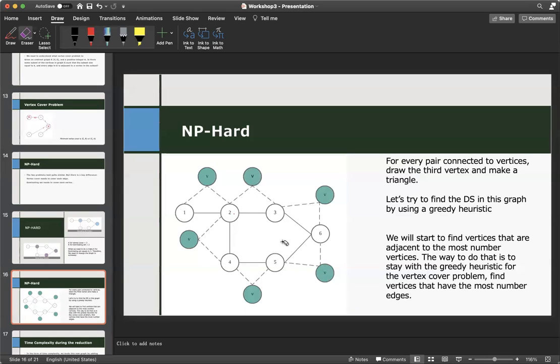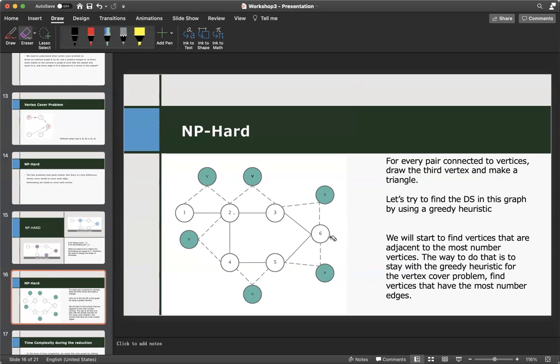Basically, we will start to find vertices that are adjacent to the most number of vertices. The way to do that is to stay with the greedy heuristic for the vertex cover problem, which is to find the vertices that have the most number of edges. Obviously, every new vertex right here only has 2 edges, so I can just pass it.